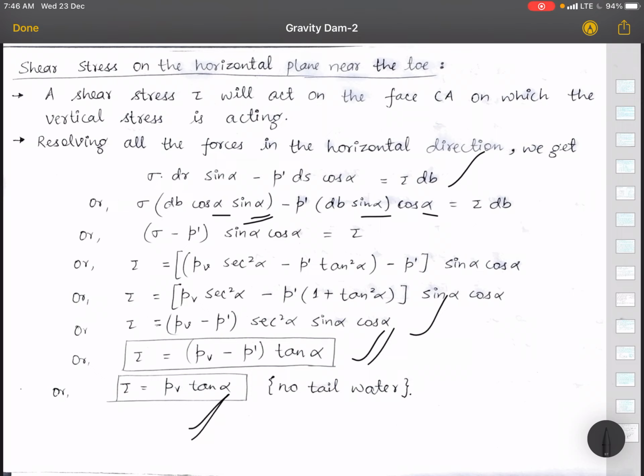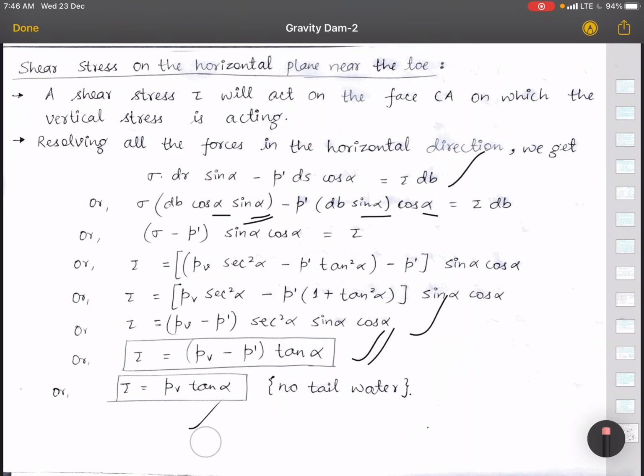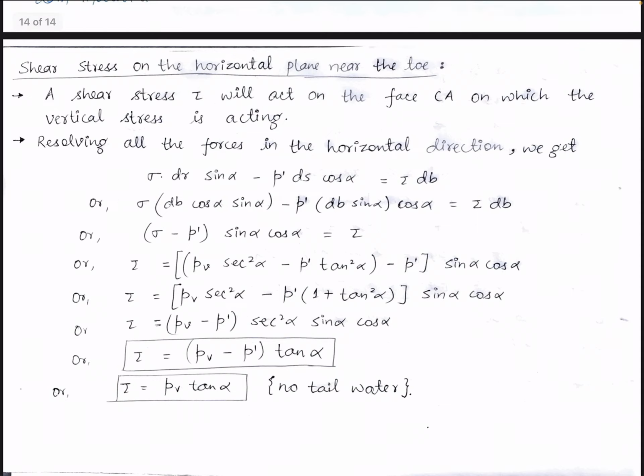If no tailwater, it is PV tan alpha. If an earthquake is there, what are you going to do? If the earthquake is downward, it will increase the weight of the dam. If it is upward, it will reduce the weight of the dam. So accordingly, here we can see PE plus or minus PE. Same we can do in the normal stress also. There it was PV sec square alpha. If an earthquake is there, then we can either add or subtract it depending upon the direction.